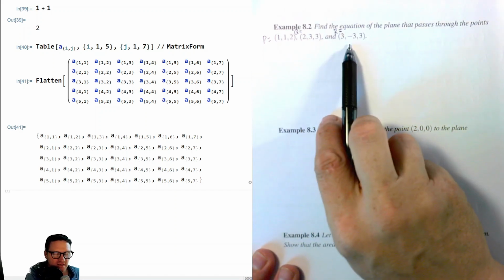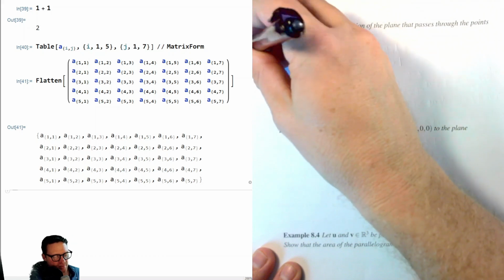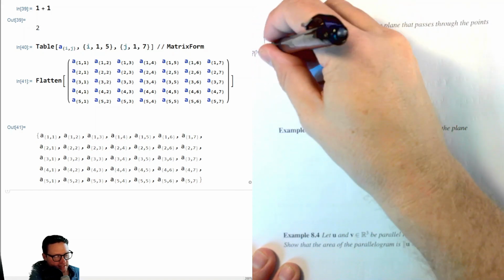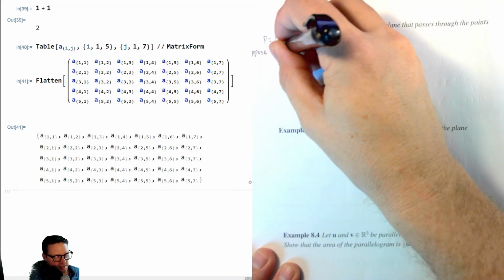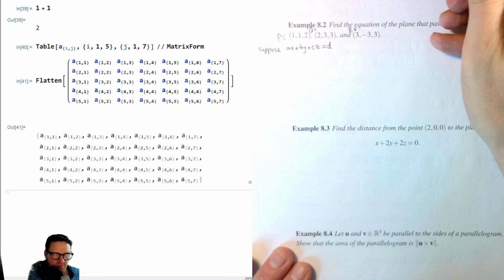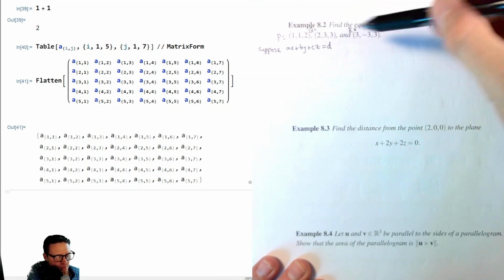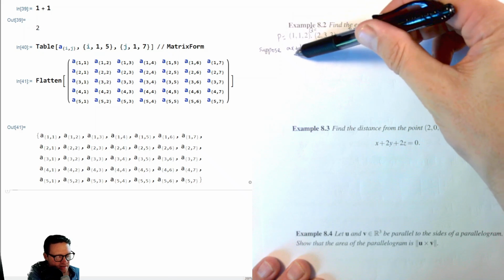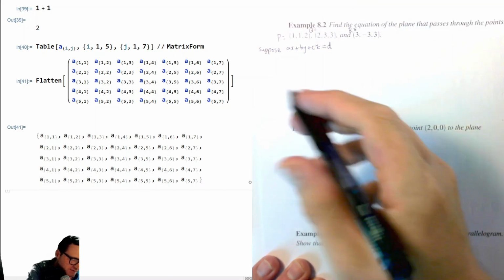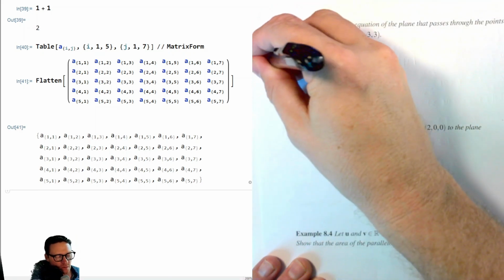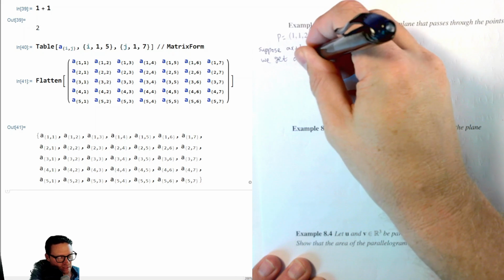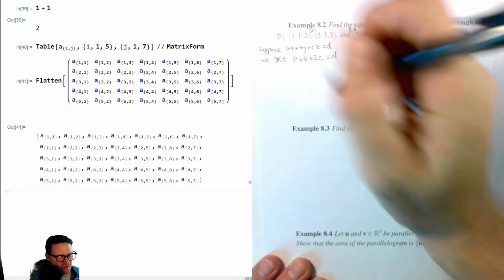Since these are points, we might imagine that our plane is of the form ax plus by plus cz equals d. In other words, the scalar equation of the plane. And so if these are all points on the plane, then they satisfy this equation. So with x is 1, y is 1, and z is 2, it satisfies the equation. So we get a plus b plus 2c equals d for the first point.